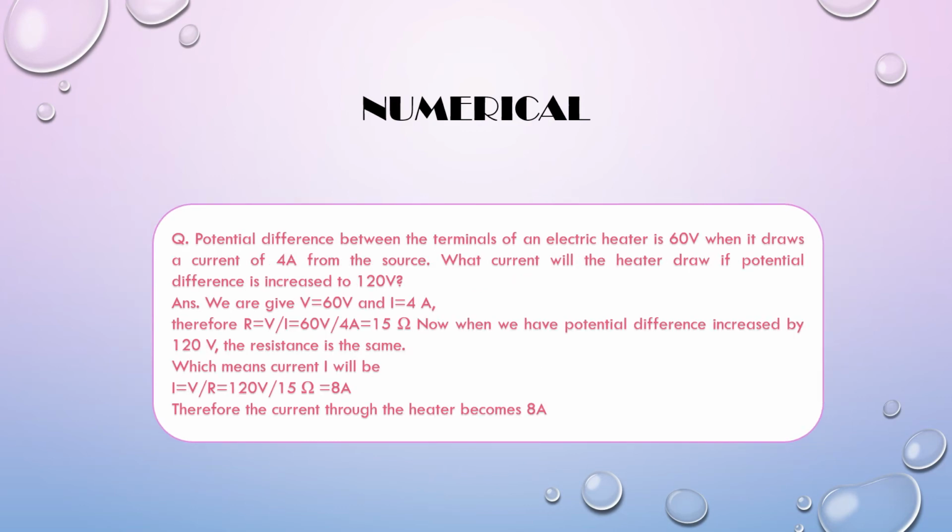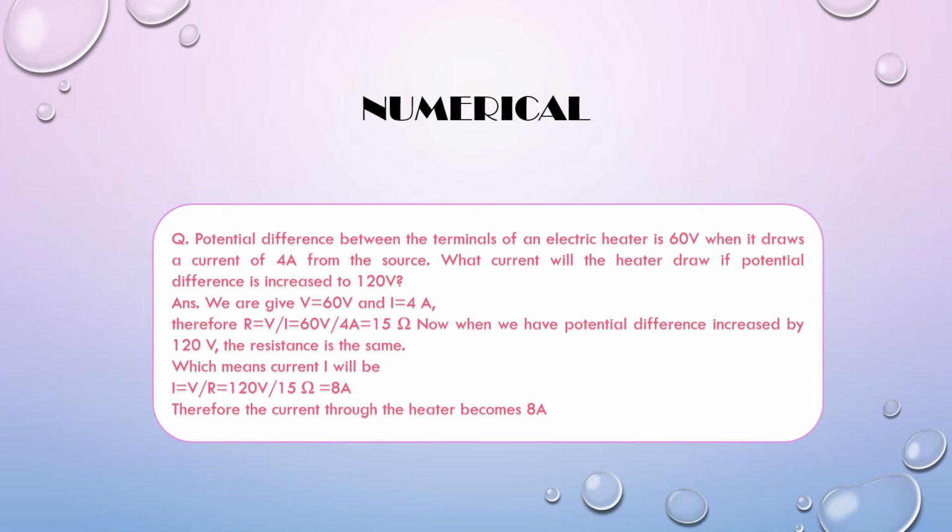The next question: the potential difference between the terminals of an electric heater is 60 volt when it draws a current of 4 ampere from the source. What current will the heater draw if the potential difference is increased to 120 volt? So you are given here V to be 60 volt and I to be 4 ampere. Therefore, your R will be 60 volt by 4 ampere.